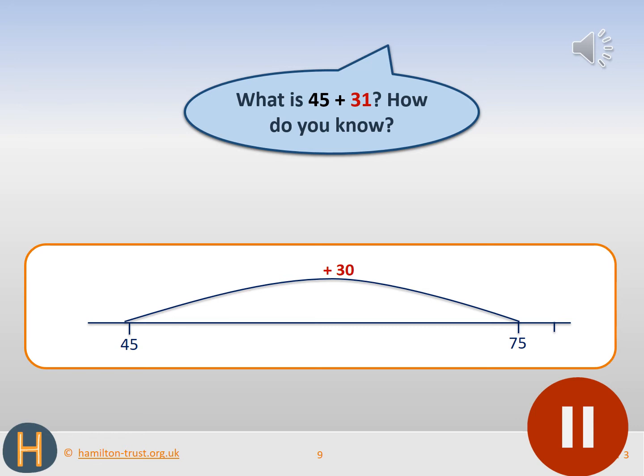31 is a near multiple of 30. So underneath on this video you can see that we have already added 30, which we got 75. So what will 45 add 31 be, and how do you know? Pause the video to have a go, or wait 5 seconds and I'll reveal on the video.